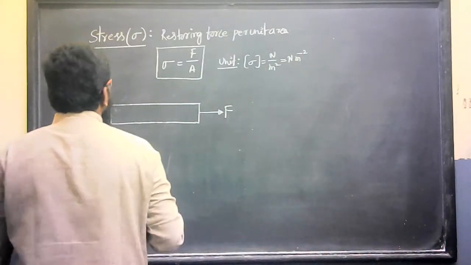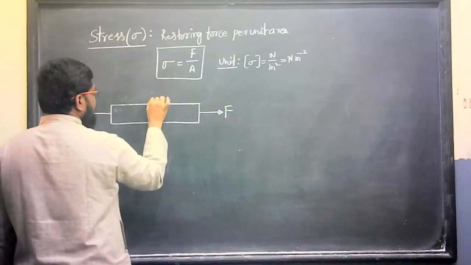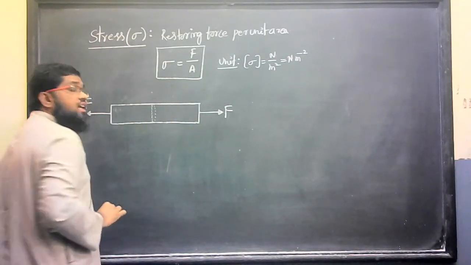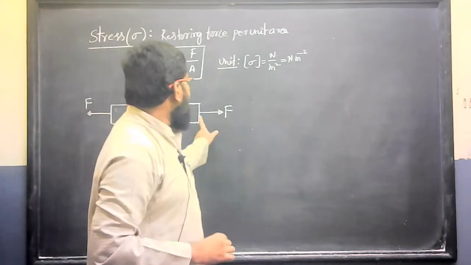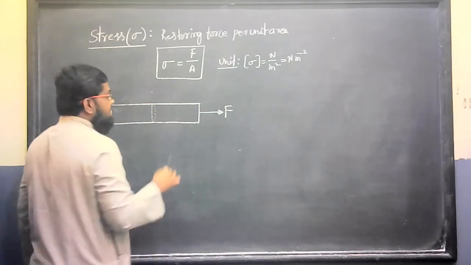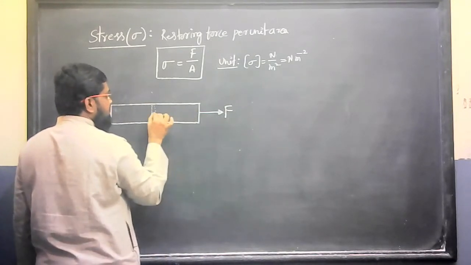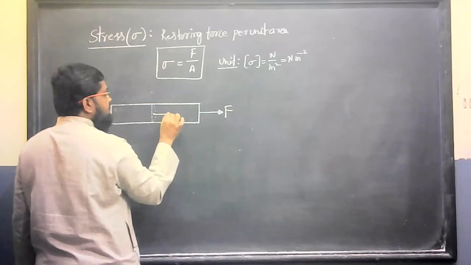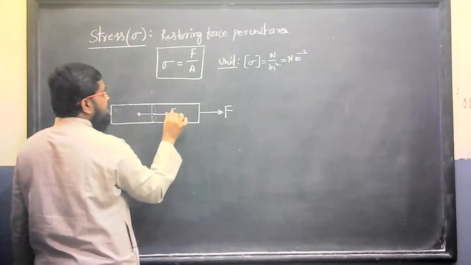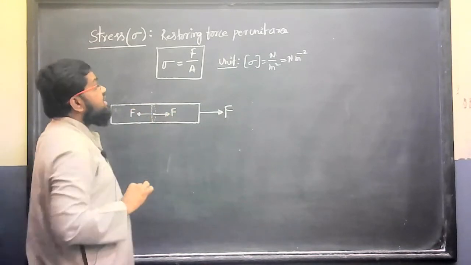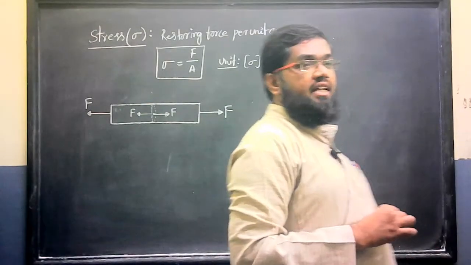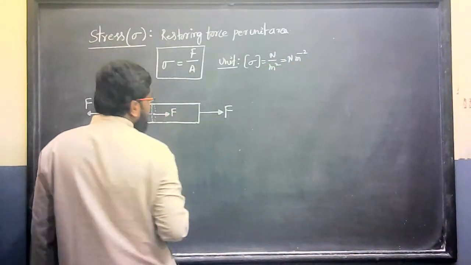So let's say at this cross section, at this particular point, whenever I am pulling like this, there are definitely some internal forces developed. Those internal forces we call the restoring forces. That restoring force per unit area is what we are calling stress. It is not the deforming force, it is the restoring force per unit area. Okay? So this is how it is.